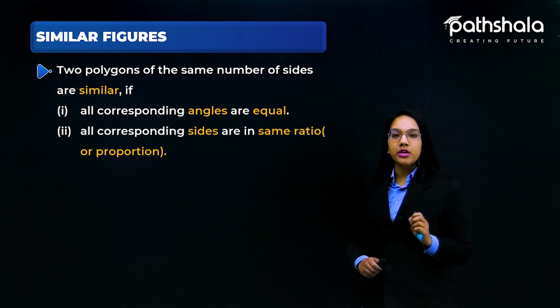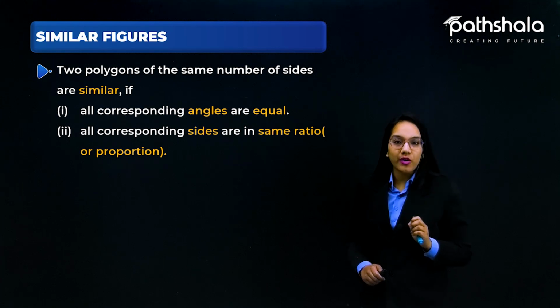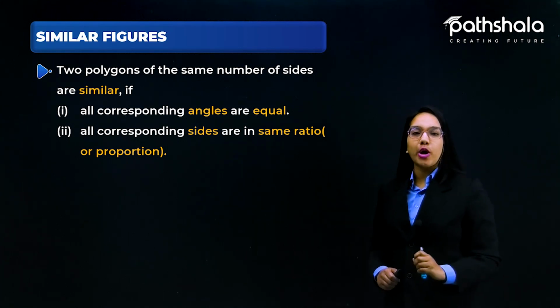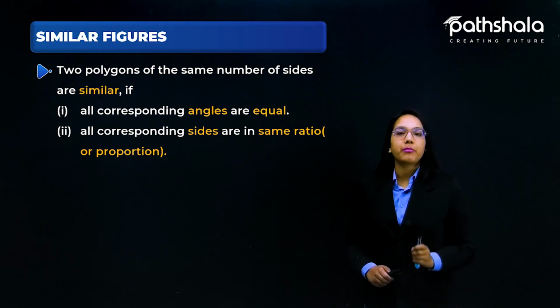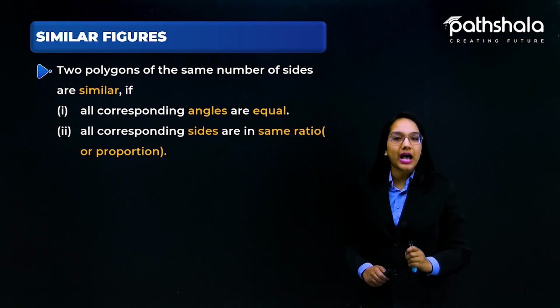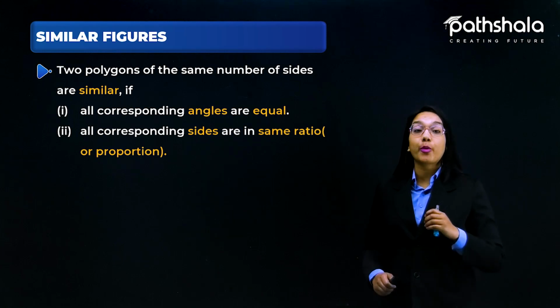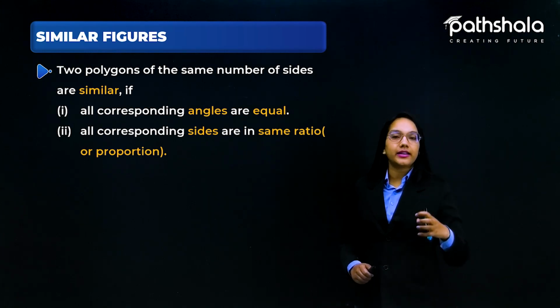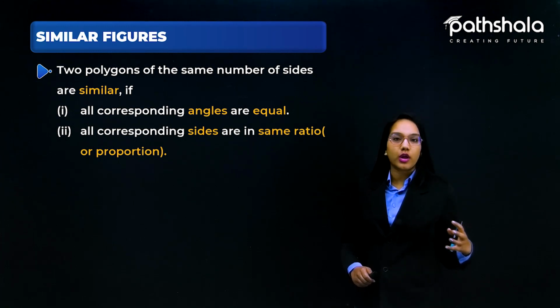So always remember, two polygons of the same number of sides are similar if the very first part, all the corresponding angles are equal, and the second part, all the corresponding sides are in the same ratio or in the same proportion. So this is all about the similarity criteria for any two particular polygons.